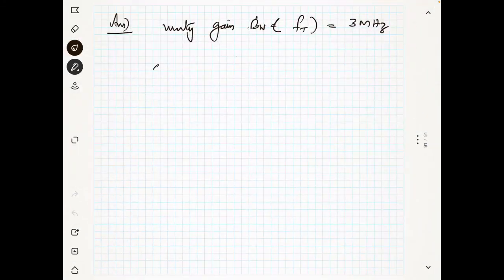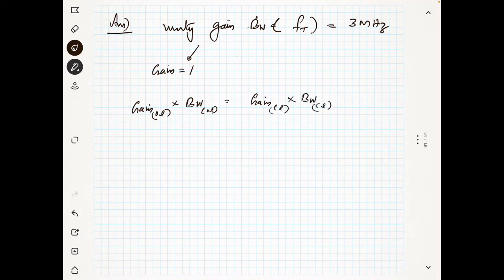So unity gain means gain is equal to 1, and I told you gain bandwidth product will be always constant. So gain in open loop into bandwidth in open loop will be equal to gain in closed loop multiplied with bandwidth in closed loop. Here this gain is 1 and the corresponding open loop bandwidth is FT, which is equal to the closed loop gain multiplied with closed loop bandwidth.